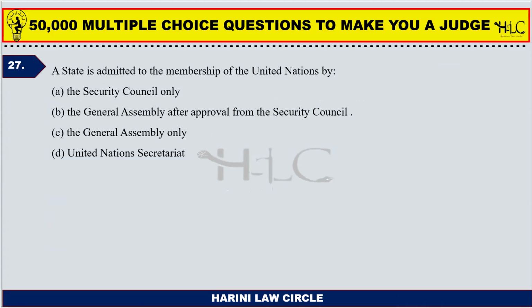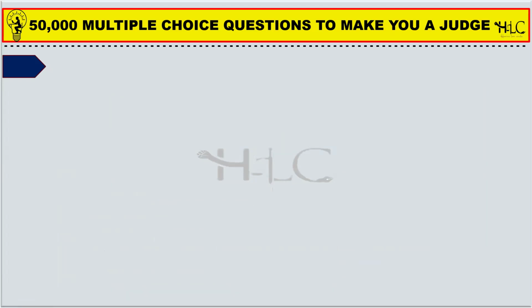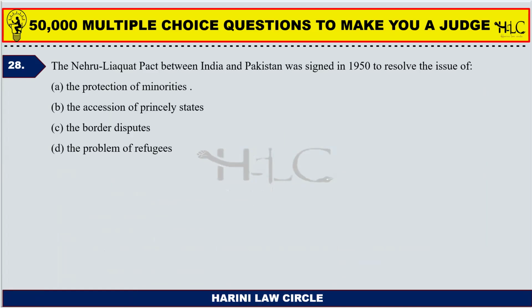Question 27. A state is admitted to the membership of the United Nations by the General Assembly after approval from the Security Council. Option B is the correct answer. 28. The Nehru-Liaquat Pact between India and Pakistan was signed in 1950 to resolve the issue of protection of minorities, the accession of princely states, the border disputes, or the problem of refugees.